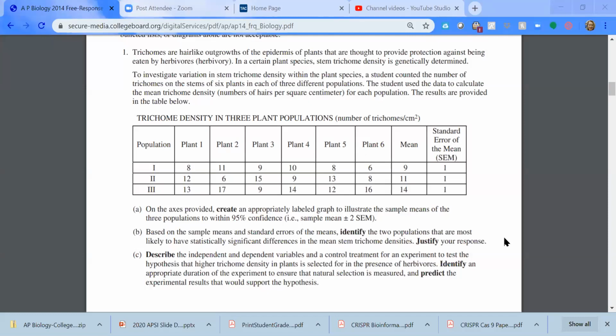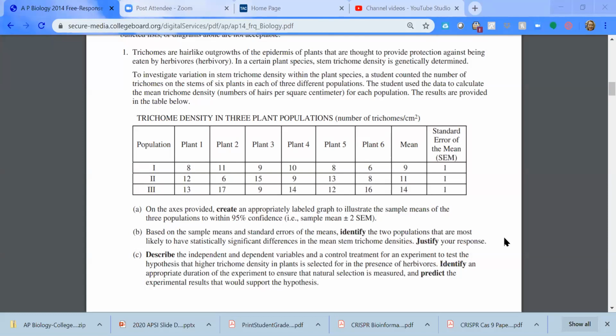Now, if we go back to the question, which was right here, this was a 10-point question, and part A was worth 3 points for creating the appropriately labeled graph with the axes labeled, with the units, trichomes per centimeter squared, and with the 95% confidence intervals. If you didn't put the units, I think the most you could get for the graph was 1 point. If you did not put your 95% confidence intervals, the most you could get is 2 points.